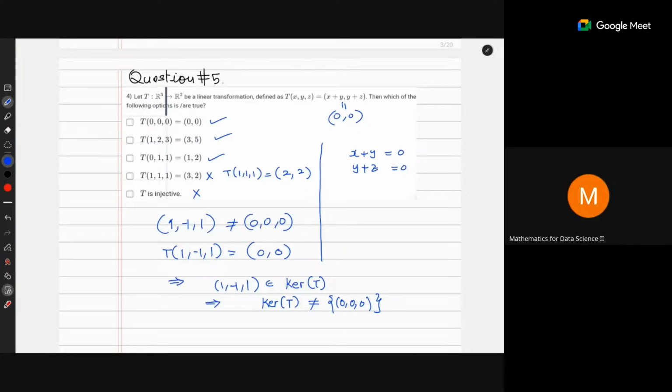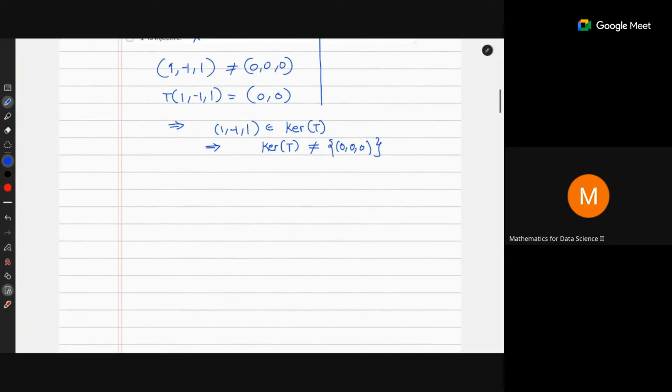x is equal to 1, y is equal to minus 1, and z is equal to 1. You can do more with this. You can find the null space of this system of equations, and you can find the kernel of T. So let's find the kernel of T as a subspace.